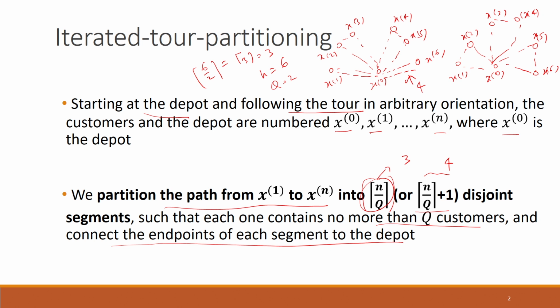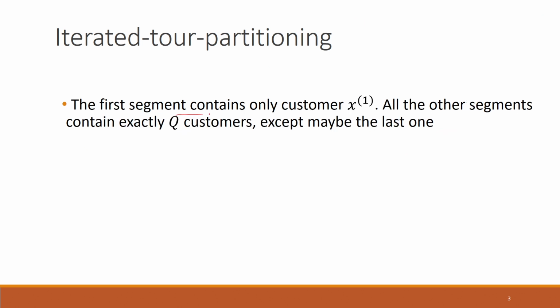The first segment contains only customer x1 in the first solution that we are generating, and all the other segments contain exactly q customers except maybe the last one. This was also the case in the first solution that we obtained, because in that example the first segment only contained customer x1, the next 2 segments contained 2 customers, x2, x3 and then x4, x5, and the last segment only contained 1 customer, because we just had 6 total customers there.